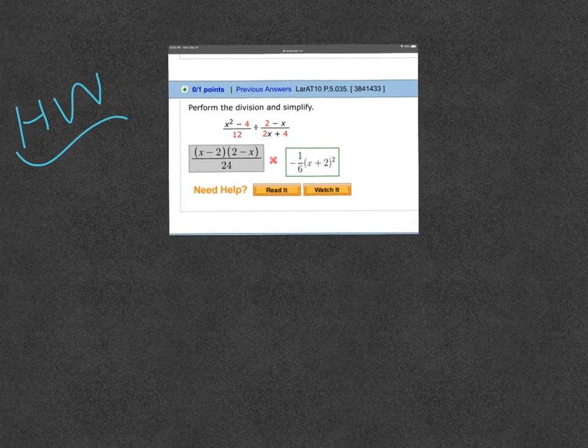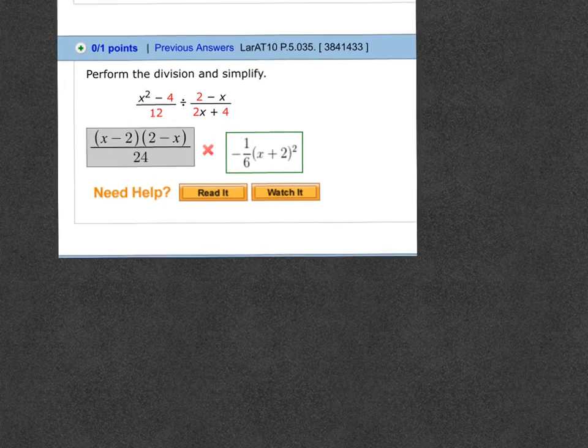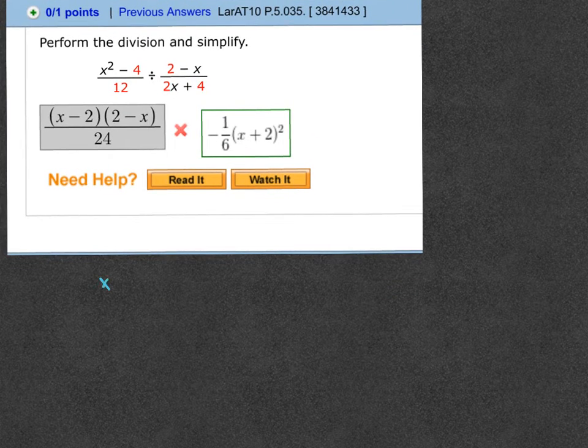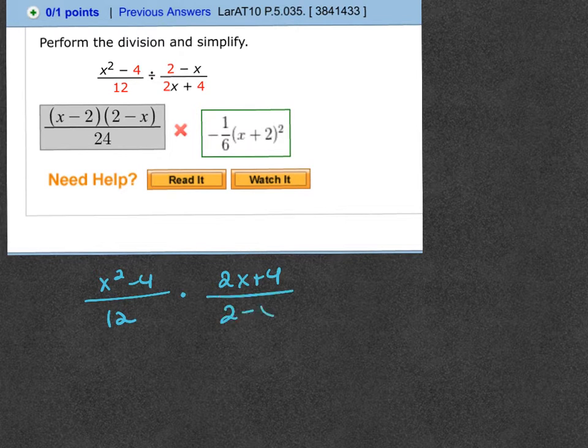All right, so I cut it off. What number? I don't even know. 3? Is this what this was? On the homework, perform the division and simplify. So I'm going to keep, change, and flip. Then from the top left, x plus 2, x minus 2. Top right, take out a 2.